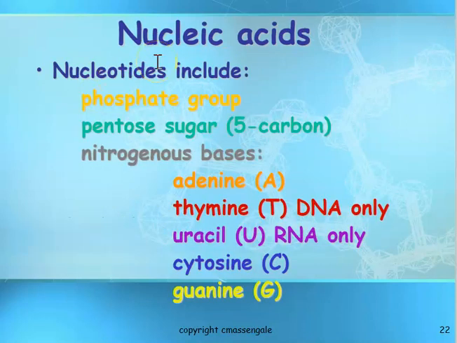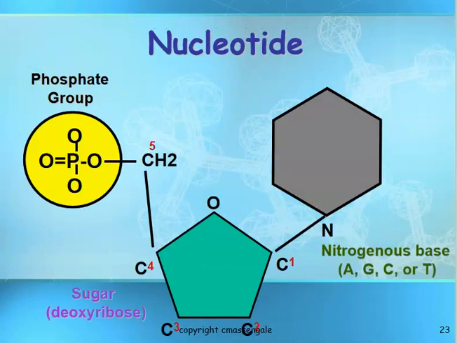Now, this nucleotide has 3 parts to it: the phosphate group, the sugar group, and bases. And when we talk about DNA and we talk about RNA, you will absolutely know these bases. They're adenine, thymine, guanine, cytosine, uracil. You'll learn about that. Now, here's a picture of a nucleotide. Okay, again, the phosphate, the 5-carbon sugar, and the base.